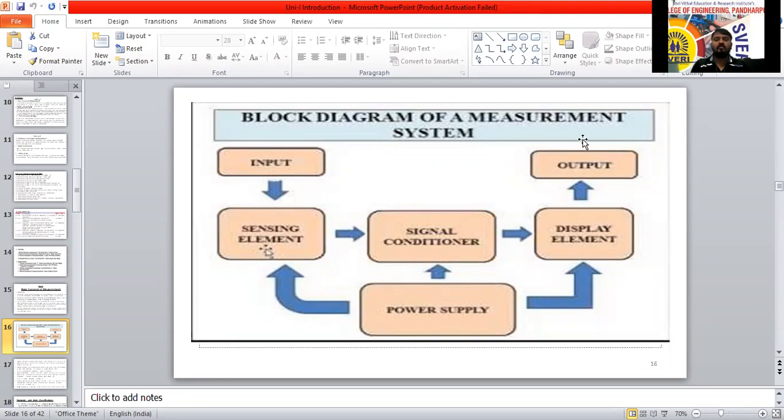The block diagram of the measuring system consists of six blocks. One is input, second is sensing element, third is signal conditioner, fourth is display element, and fifth is the output. The last one, power supply, is required: the sensing element needs power supply, the signal conditioner needs power supply, and for display also power supply is needed.